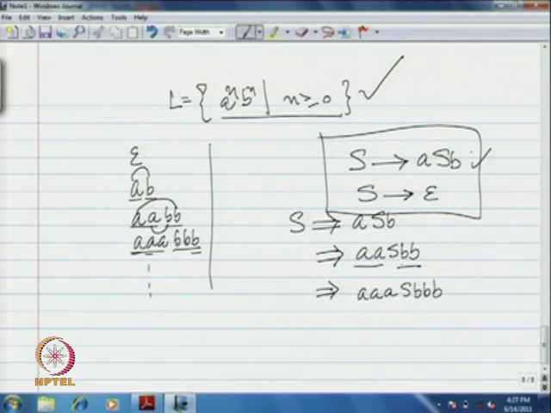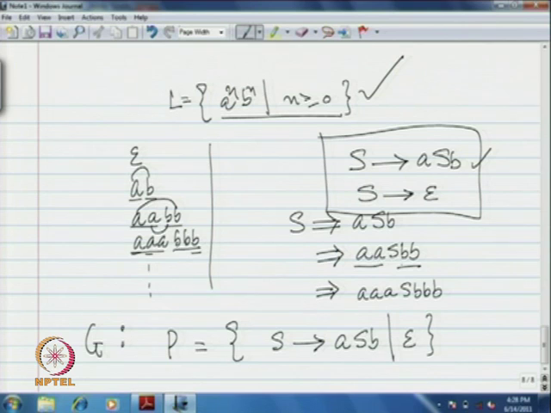Now, if you consider the grammar with production rules as defined here, S goes to a S b or epsilon, the grammar with these production rules, you can observe that the language generated by the grammar G is L, a power n b power n such that n greater than or equal to 0.